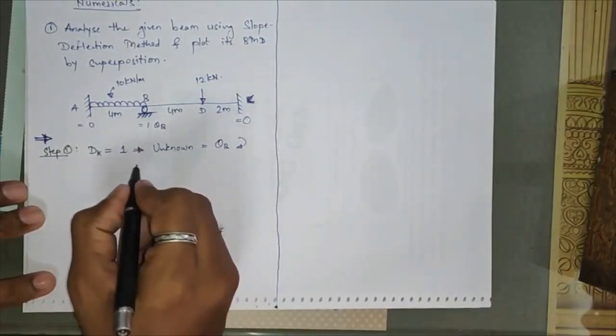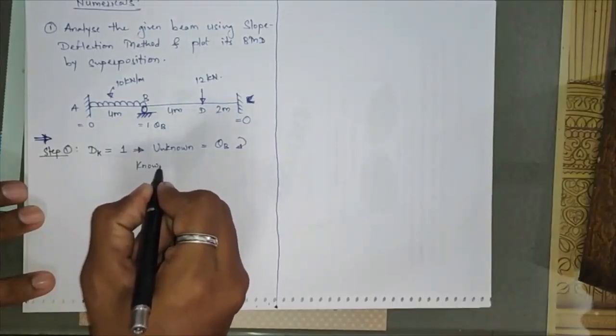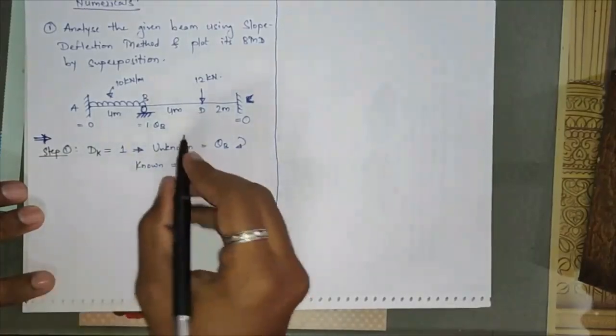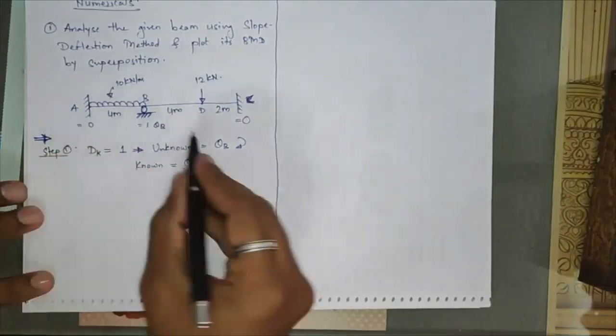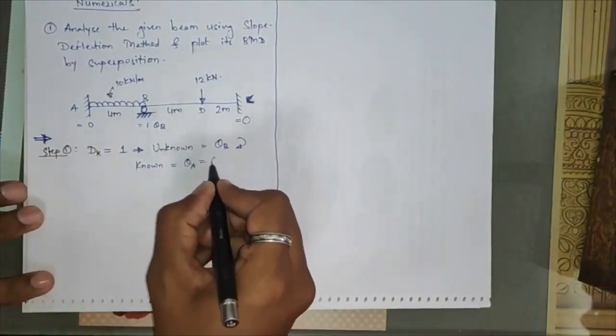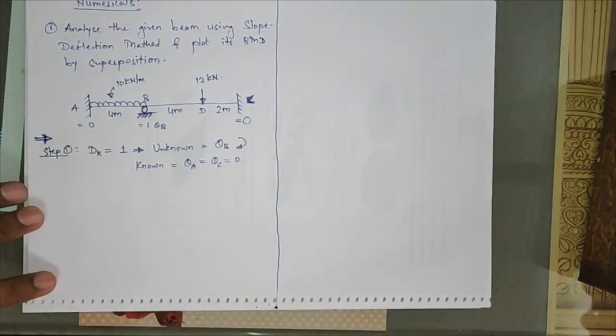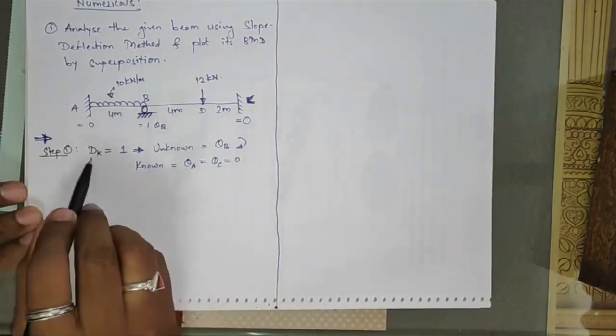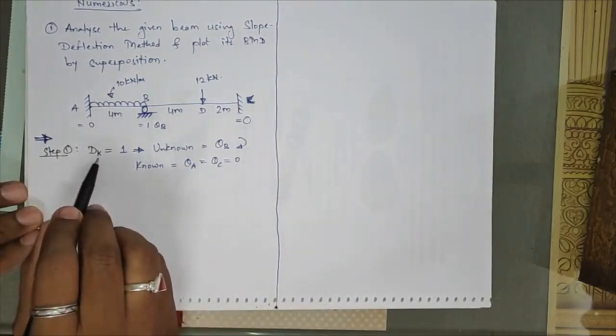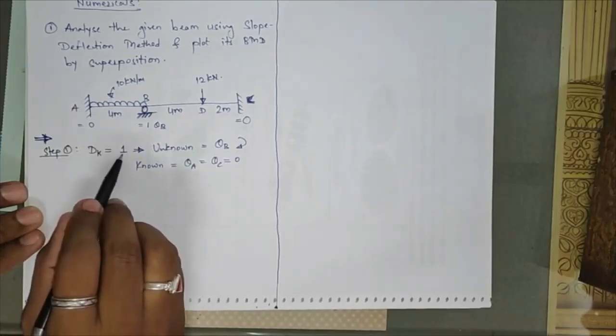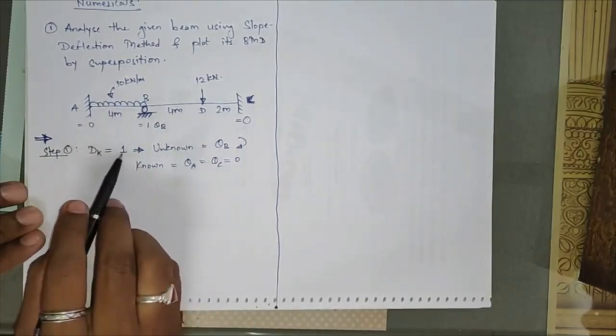Okay, and two values you have, that is your known displacement or known rotation values. Which are those? That is theta A acting at point A and theta C acting at point C. Both values are equal to 0. So this will be our first step, that is you have to calculate the degree of kinematic indeterminacy in this continuous beam. It is coming equal to 1.